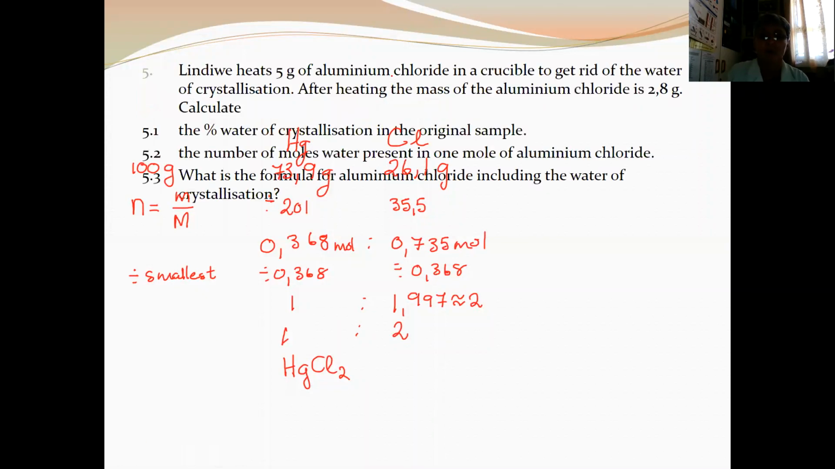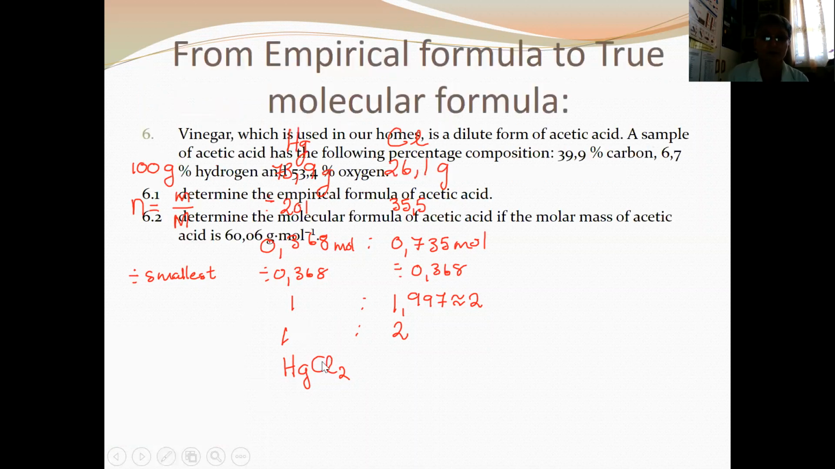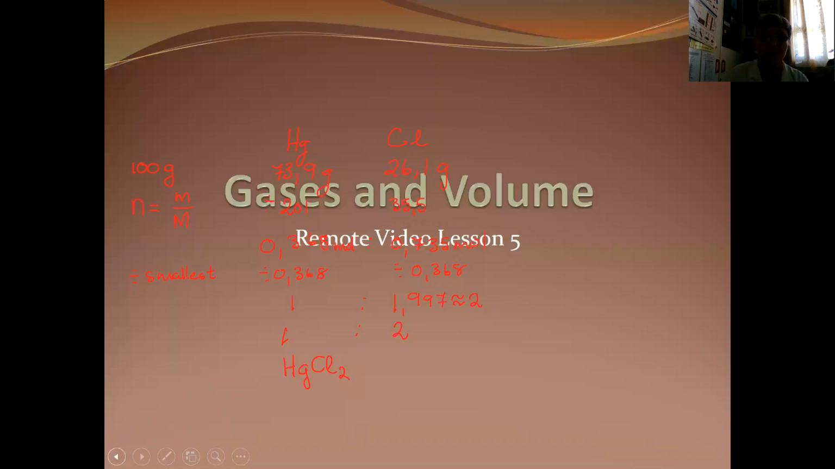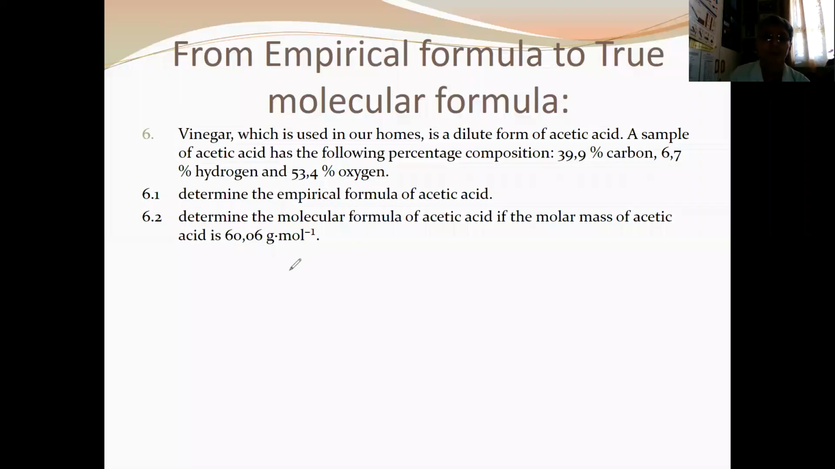Right. One last example, a bit more tricky than usual. This is our last example on empirical formula. Vinegar is used in our homes as a dilute form of acetic acid. A sample of acetic acid has the following percentage composition.